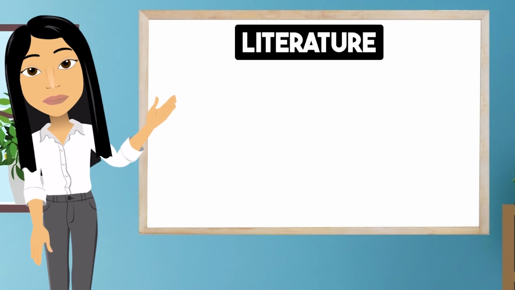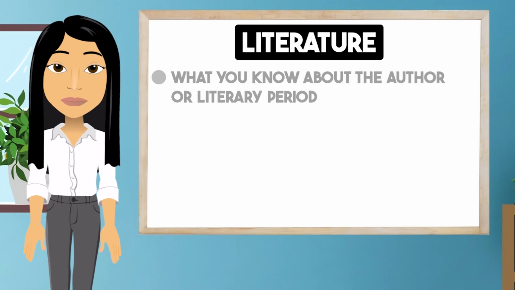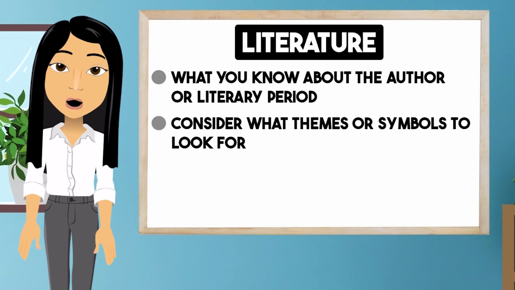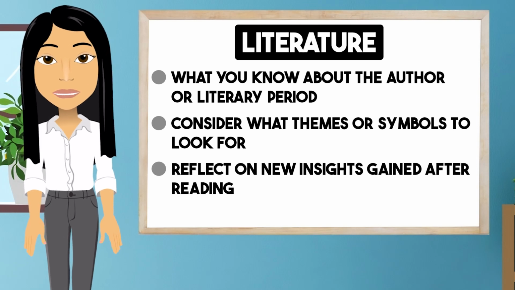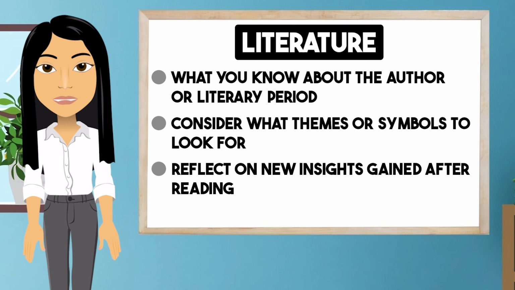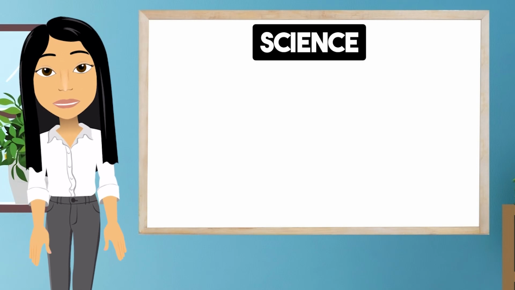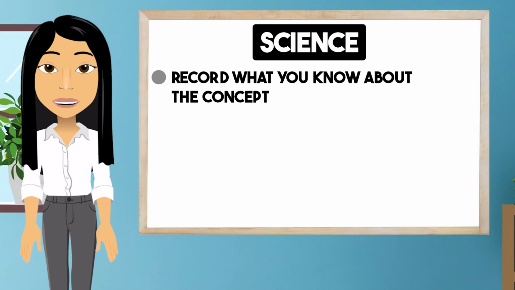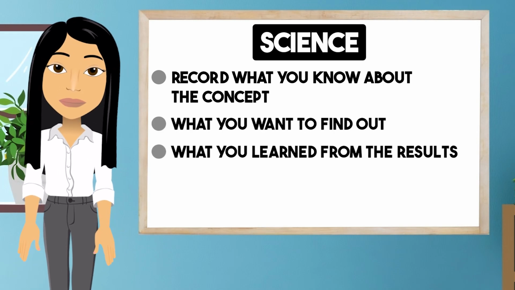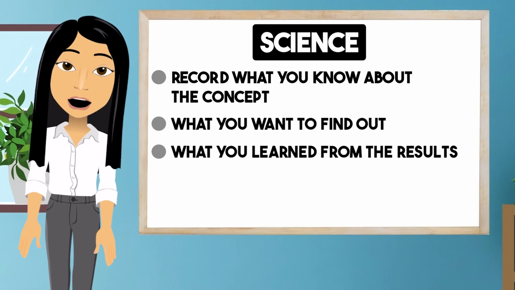For literature, apply KWL to analyze novels or poems. Begin with what you know about the author or literary period. Consider what themes or symbols to look for, and reflect on new insights gained after reading. This deepens your appreciation of literary works. In science, KWL is useful for experiments. Record what you know about the concept, what you want to find out, and what you learned from the results. This method aligns with the scientific process and encourages analytical thinking.